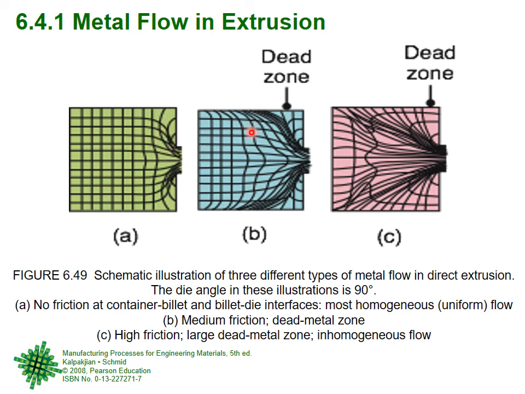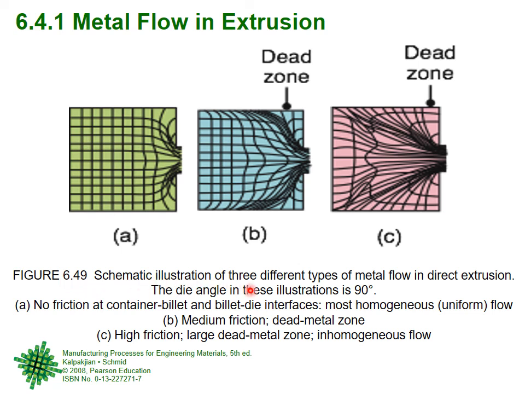Now here there is some friction between the container and the billet. So now because of the friction, it cannot be as smooth. Some disturbance is here also. And here there is a high friction between the billet and the container, high friction. So low friction, medium friction and high friction. But which friction? Not friction between the material and the die. That is a very small area. But the friction at the billet container interface, right?